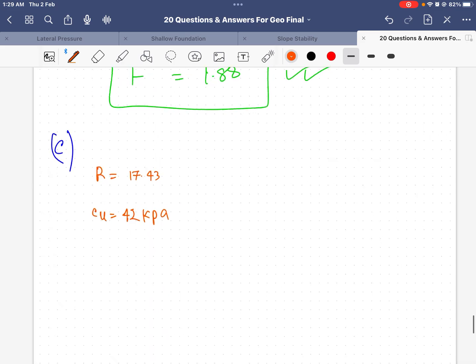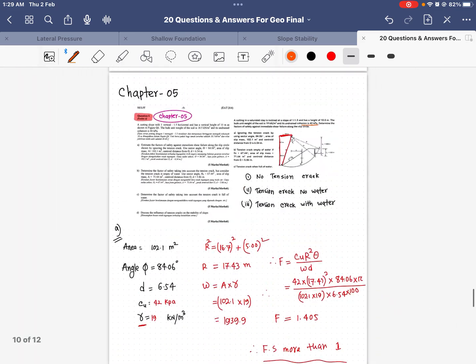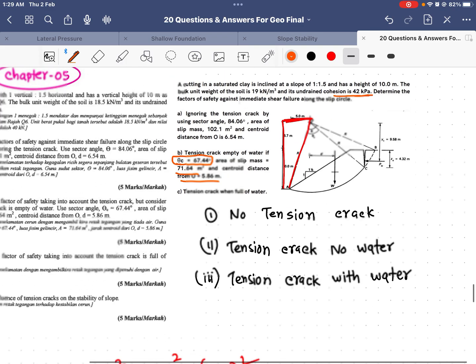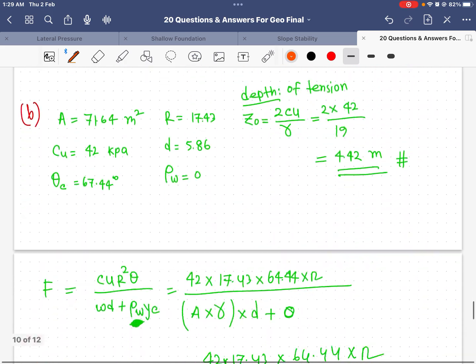Now we have the angle, which is 16.44 degrees. In this case I want to mention that for the tension crack empty of water and the tension crack when full of water, we will use the same value for both cases. We have the area, also 17.64, and the distance is 5.86. So let me list down all the information here.